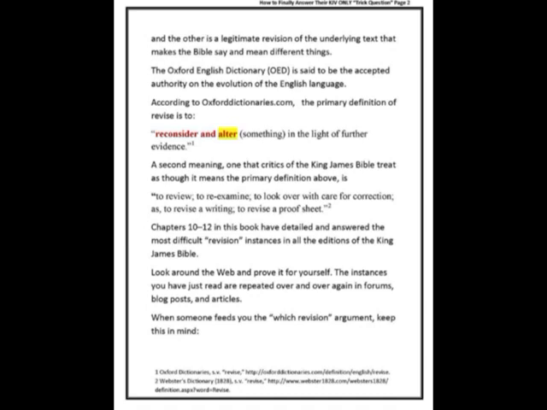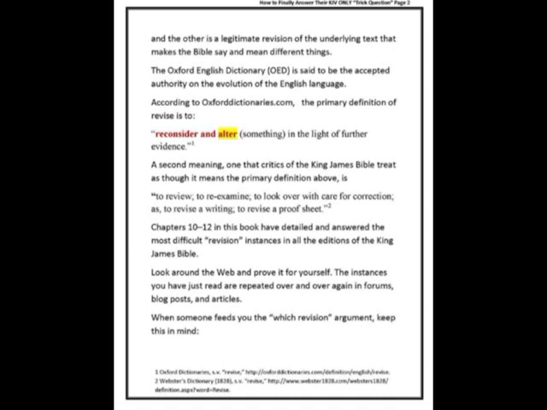The Oxford English Dictionary, that is OED, is said to be the accepted authority on the evolution of the English language. According to oxforddictionaries.com, and I'll put this link on the video description page, the primary definition of revise is to reconsider and alter, that is, something in the light of further evidence. A second meaning, one that critics of the King James Bible treat as though it means the primary definition above, is to review, to re-examine, to look over with care for correction, as to revise a writing, to revise a proof text.